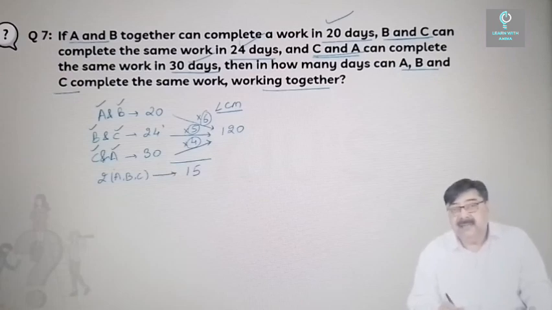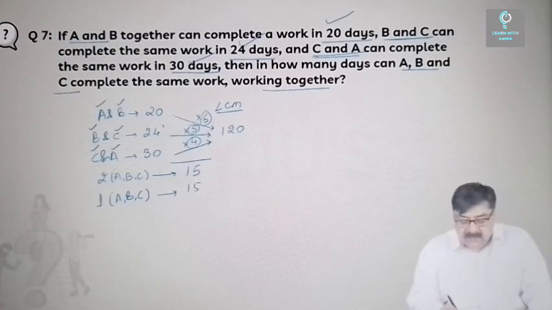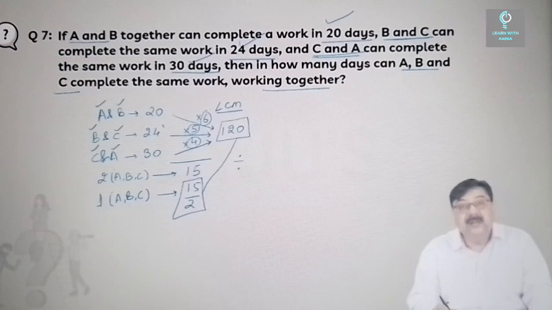In 2 days, A, B and C, they complete 15 units. So in 1 day, A, B and C will complete how much? Well, 15 by 2. Now what you have to do? You have to divide 120 by 15 by 2. That's all that you need to do.